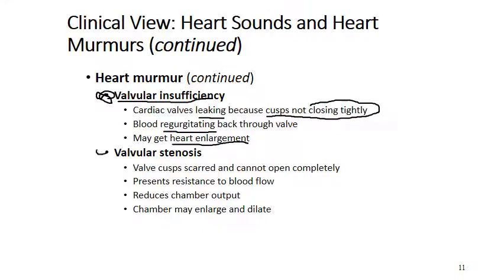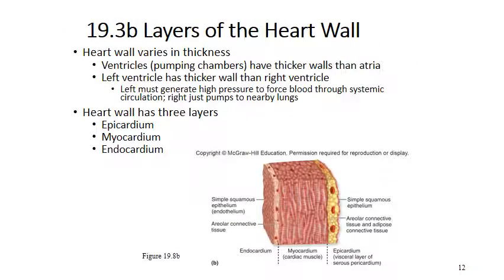The next one is the valvular stenosis, and this is where those cusps are scarred and they cannot open completely. So they just never are allowing full movement of the blood. And so this is going to cause resistance, and it's going to reduce the amount of output that the chambers can go ahead and have. And so you might have your chambers actually enlarge and dilate, which is just enlarging as well.